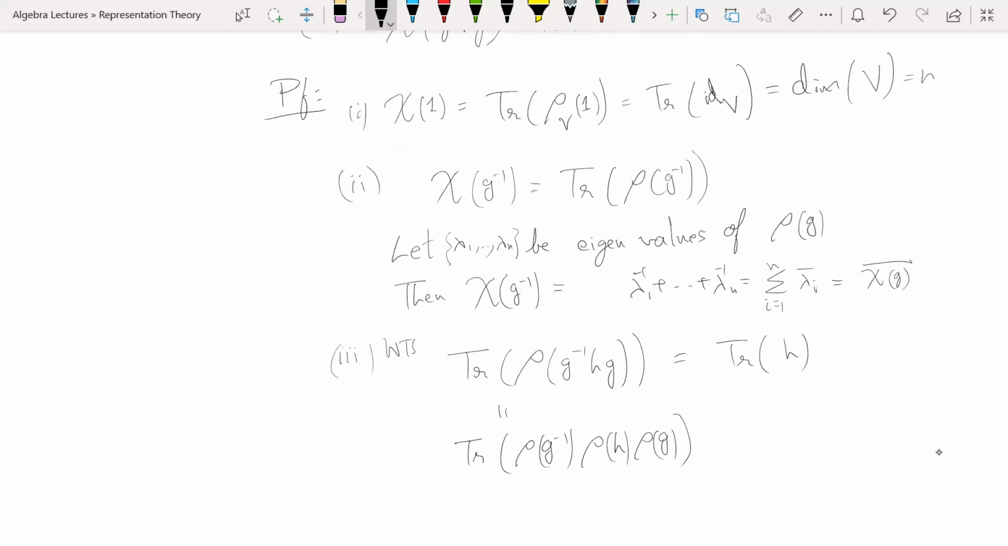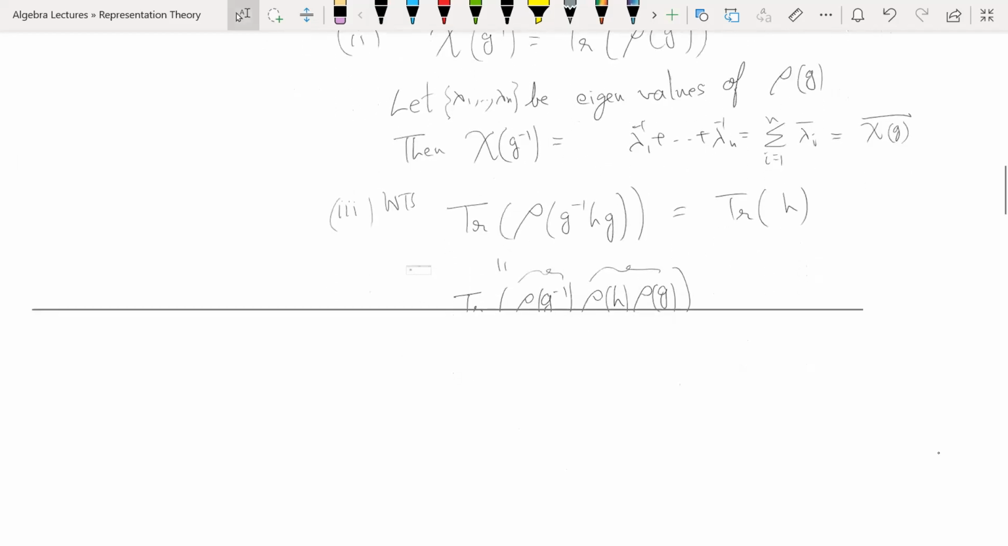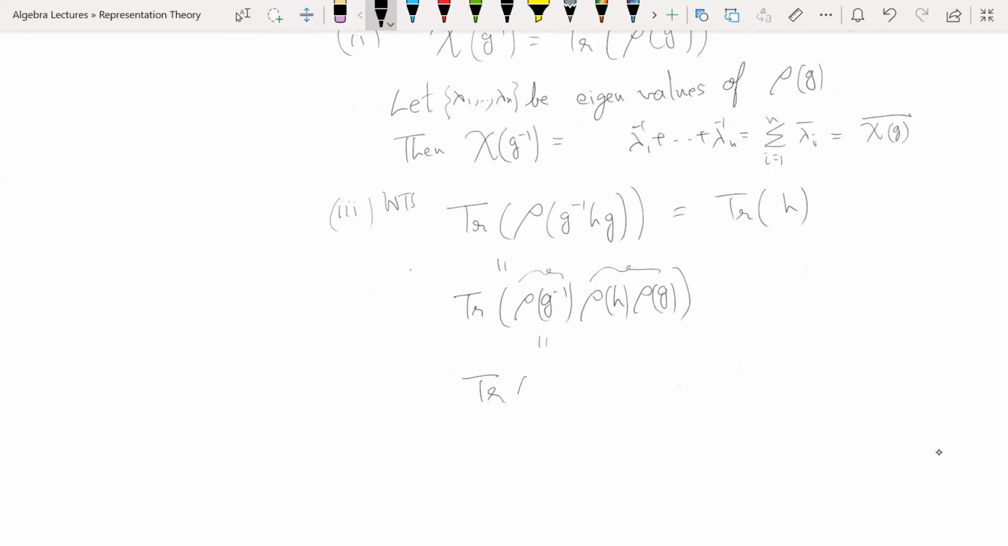But we know that trace of AB is the same as trace of BA. You must have seen that from linear algebra. So you think of this matrix as A and this as B, and then this is the same as the trace of rho h times rho g times rho g inverse, since trace AB equals trace BA.